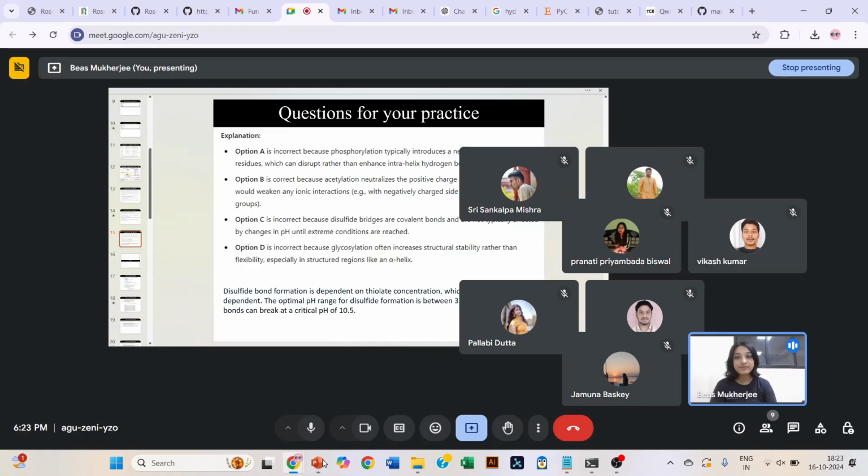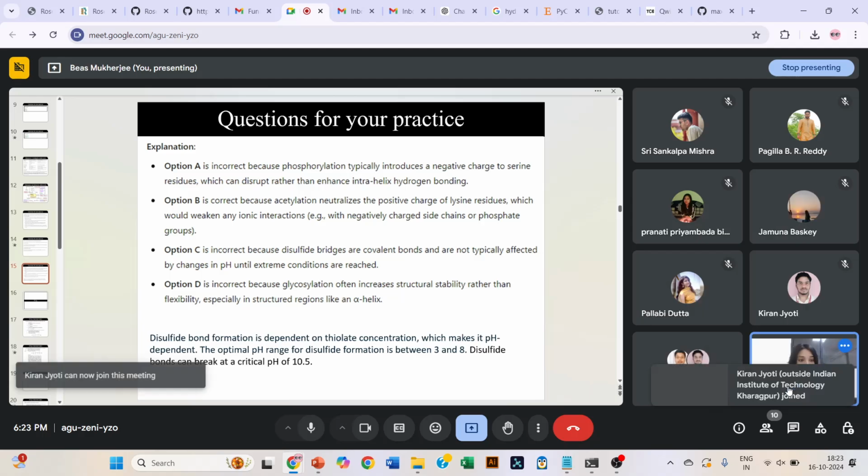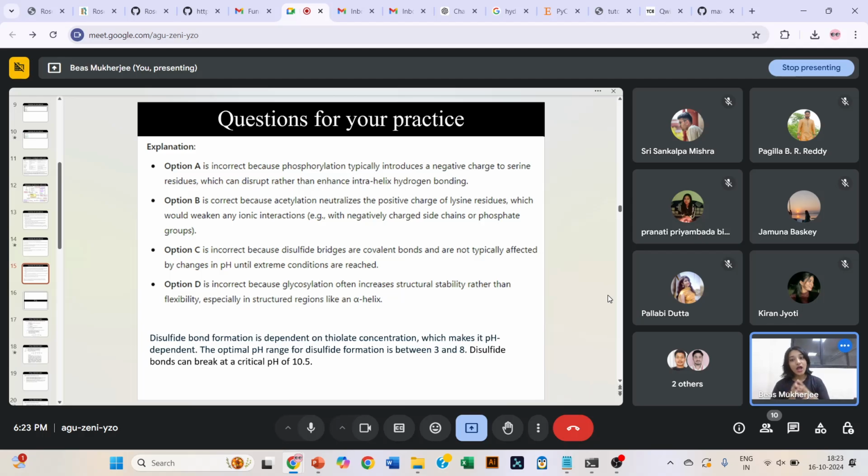Right. So here we have it. This is your option A. Option A is incorrect because phosphorylation typically introduces negative charge to the serine residue, which can disrupt rather than enhance the intrahelical hydrogen bonding. Then you have option B. Option B is correct because acetylation neutralizes the positive charge on the lysine residue, which would weaken any ionic interactions with negatively charged side chains or phosphate groups that we talked about, right? So hydrogen bonds are getting disrupted because of this oppositely charged group added.